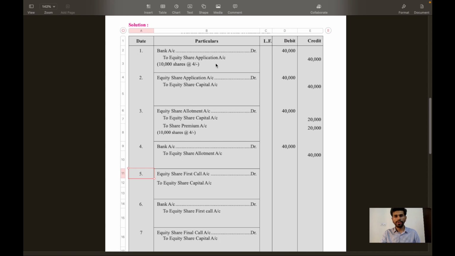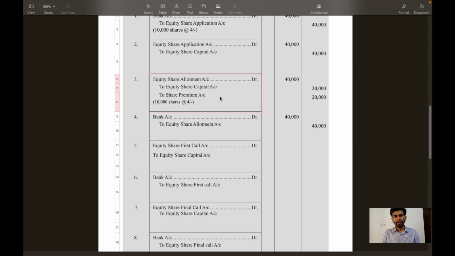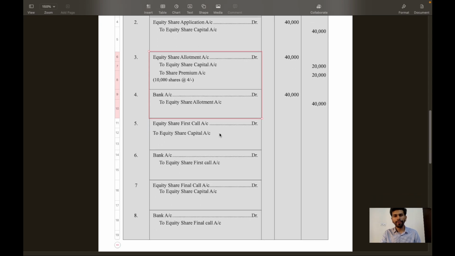So the first two entries will be for application money received. Third and fourth entries will be for allotment money. Now fifth and sixth entries will be for first call money. So the first call money due entry will be first call account debit to equity share capital account. Amount will be 10,000 shares of 4 rupees each, and this is the first and final call.